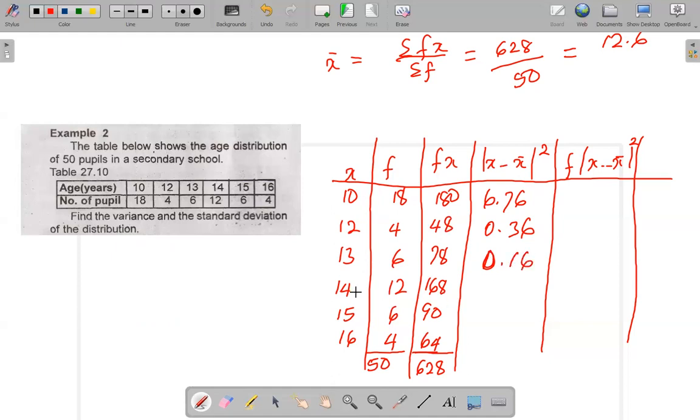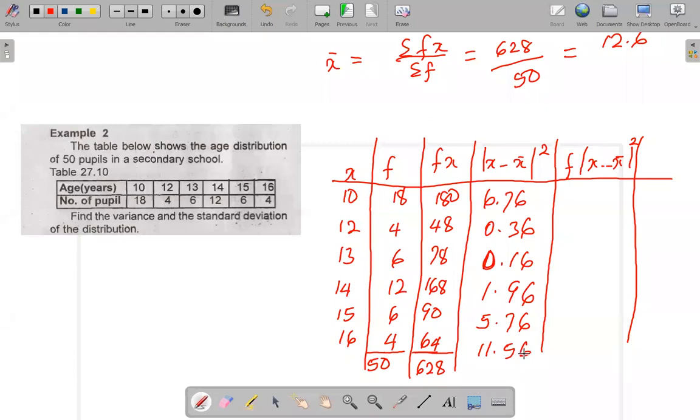And 14 minus 12.6 is 1.4. 1.4 squared is 1.96. 15 minus 12.6 is 2.4. 2.4 squared is 5.76. Finally, 16 minus 12.6 is 3.4. 3.4 squared is 11.56.